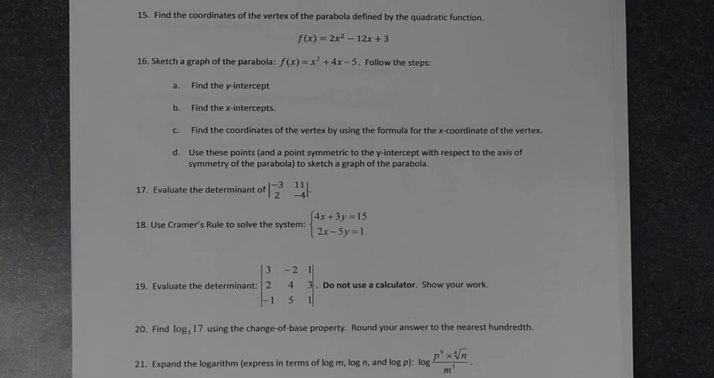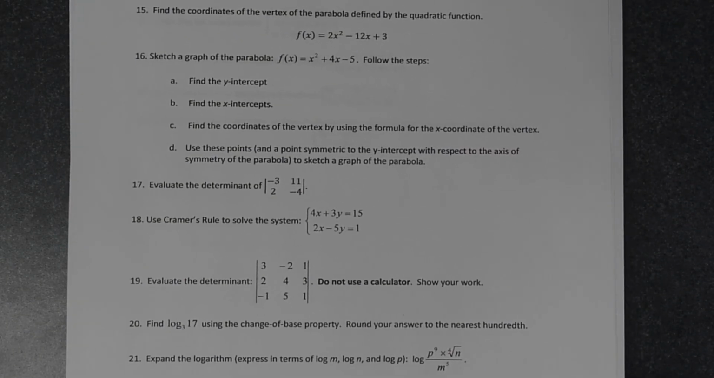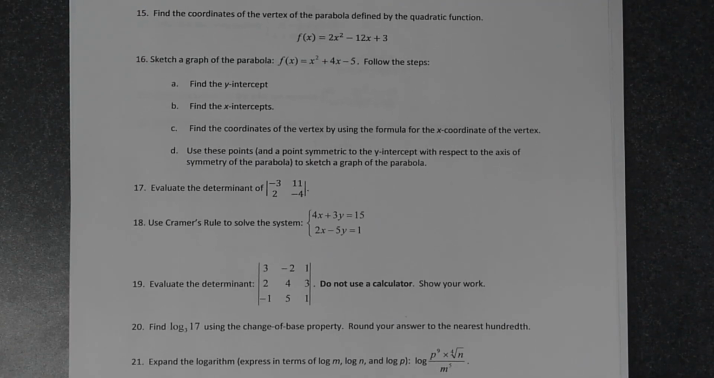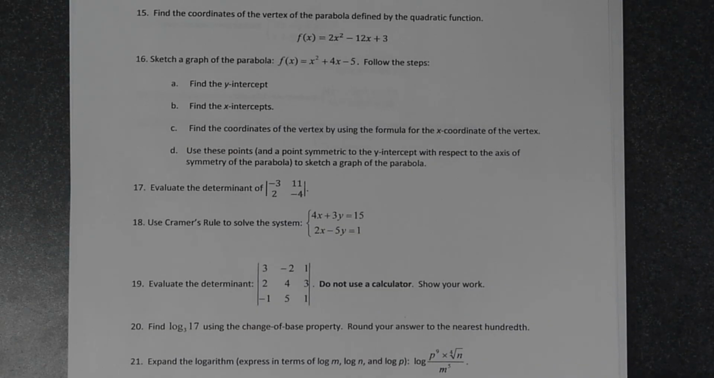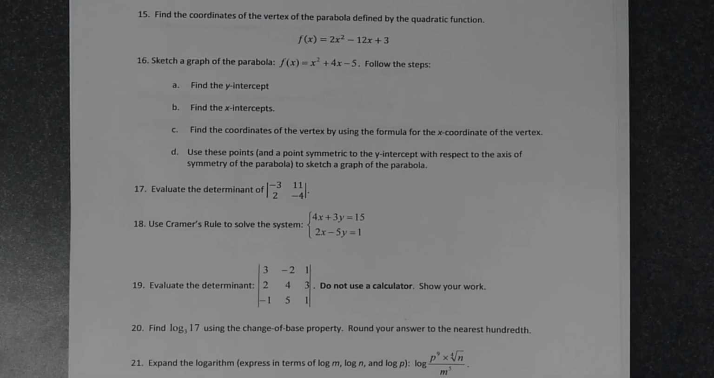All right, number 16 is where you're going to be graphing a quadratic function on a coordinate plane. You'll have a coordinate grid on the final exam. So here you're going to sketch the graph of the parabola f of x equals x squared plus 4x minus 5, and you're going to follow those 4 steps. A, you're going to find the y-intercept. B, find the x-intercept. C, identify the vertex by using the formula for the x-coordinate of the vertex, and then use these points and a point symmetric to the y-intercept with respect to the axis of symmetry of the parabola to sketch the graph of the parabola.